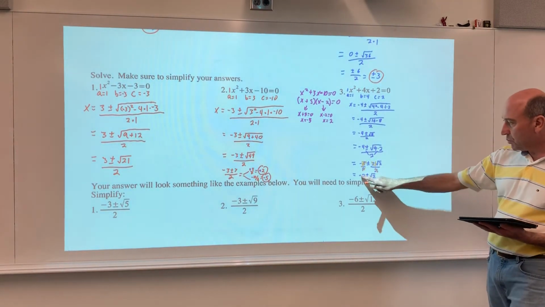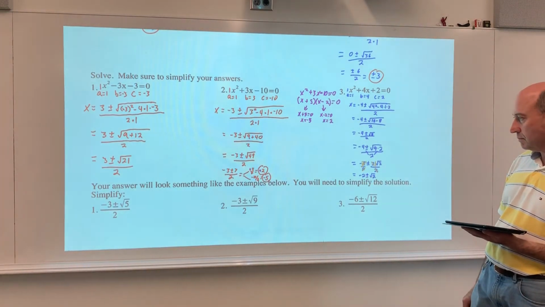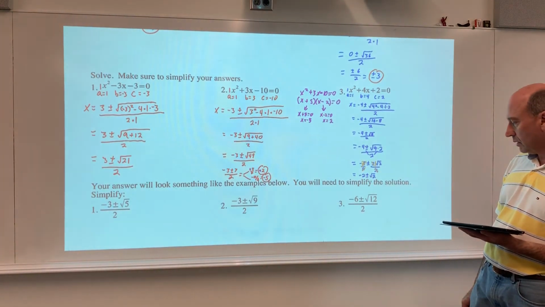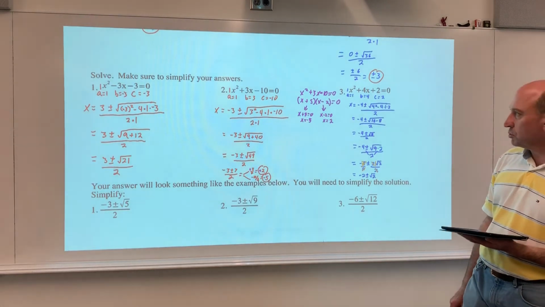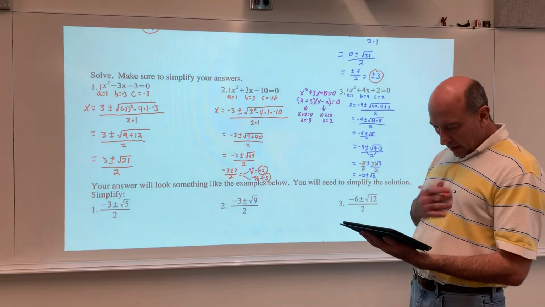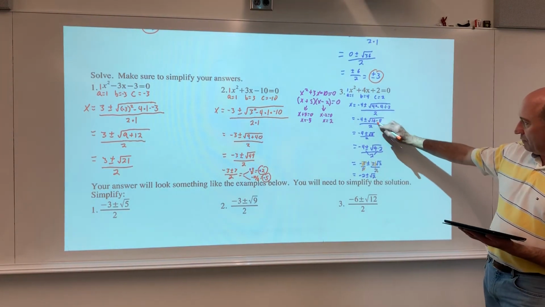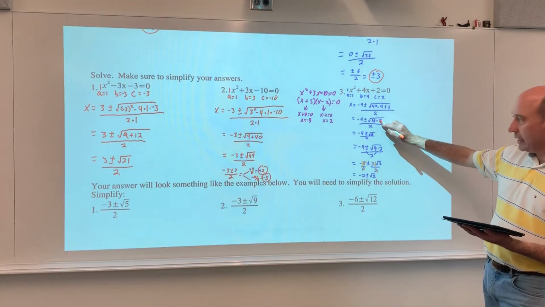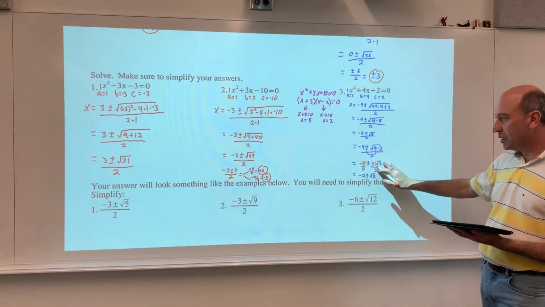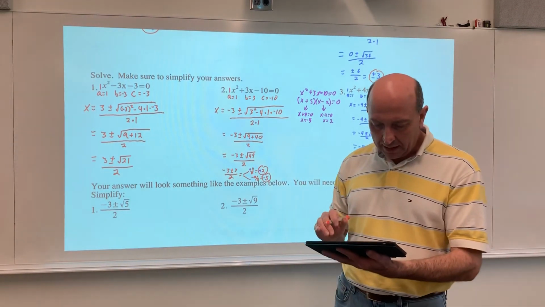So sometimes we get some crazy looking answers like this. Okay, so to recap, the simplifying at the end. So be careful of your sign at the beginning, and then try to simplify at the end. So let's recap simplifying at the end.